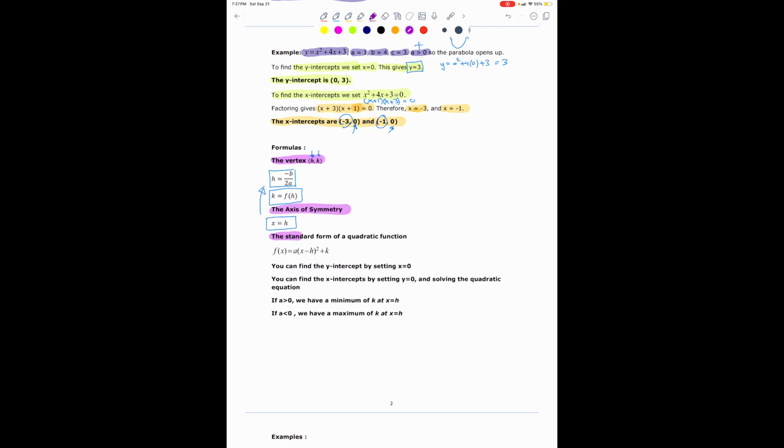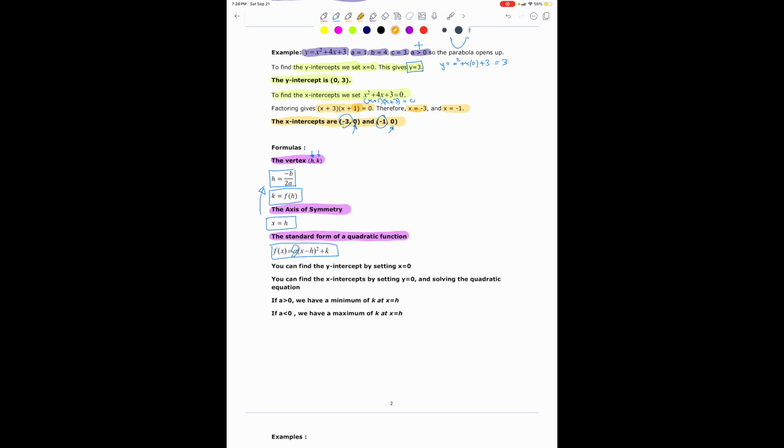The standard form of the quadratic function: let's say we were given the vertex and a point on the graph, we will be able to determine the equation using the standard form of a quadratic function, which is f of x is equal to a times (x minus h) all squared plus k. A is the leading coefficient. Sometimes it's not given, but we can find it if we are given a point on the graph along with the vertex.